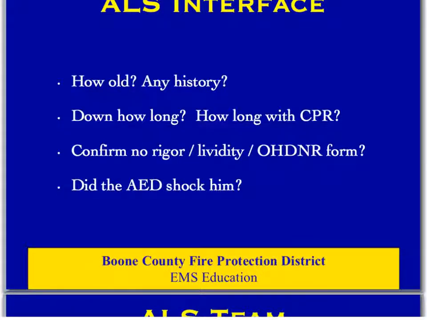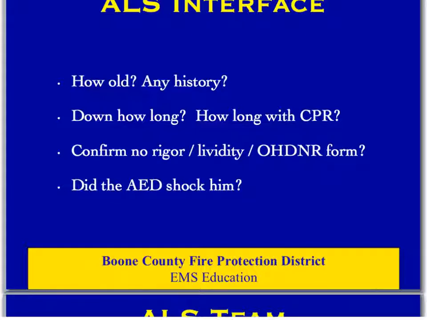When the ambulance service gets there with the paramedic crew, what do they want to know? Well, they usually want to know how old the patient is and what their history is. They want to try to determine what happened, how long they've been down, was there any CPR prior to our arrival. They want to verify that there are no contraindications to us working this cardiac arrest.